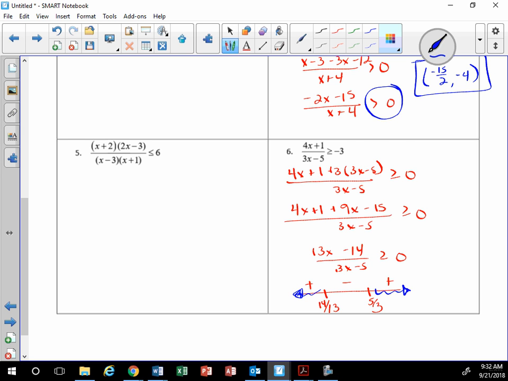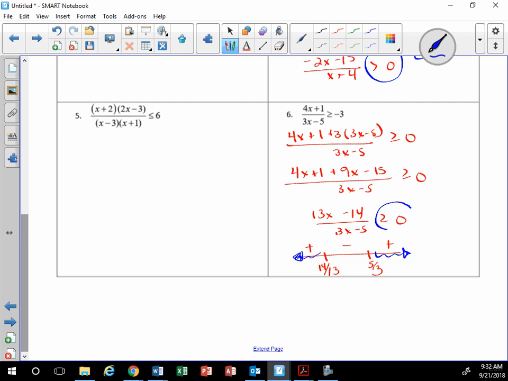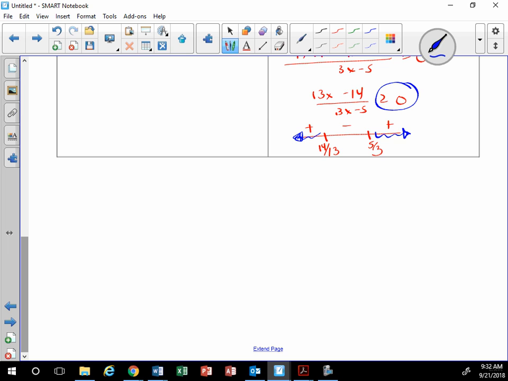All right, guys, so on this one, it says greater than or equal to 0, right? Did you get the outside edges? Greater than or equal to, you would think, yes, I'm including my 14/3 and my 5/3, but am I? I don't include both of them. Which one don't I include? 5/3. Why? Right, 5/3 would give me a 0 in my denominator. So it's tricky. So this one, yes. This one, no.